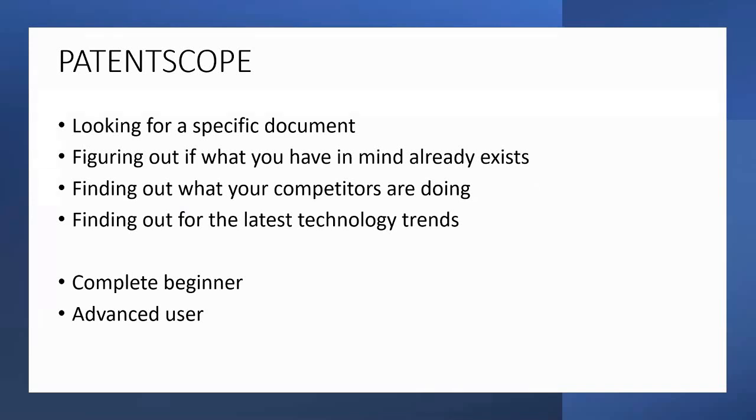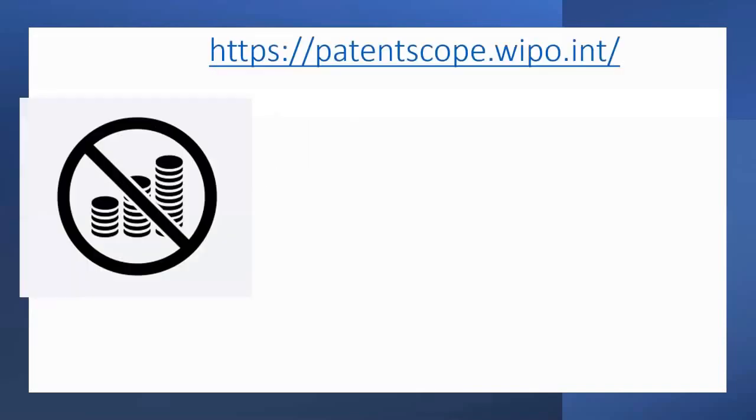You might be using PATENTSCOPE for different reasons. You might be looking for a specific patent document. You're trying to figure out if what you have in mind already exists out there, or what your competitors are doing, or you want to find out the latest technology trends in some technical fields. PATENTSCOPE will help you with all those questions. It's available at the URL that you see on the screen.